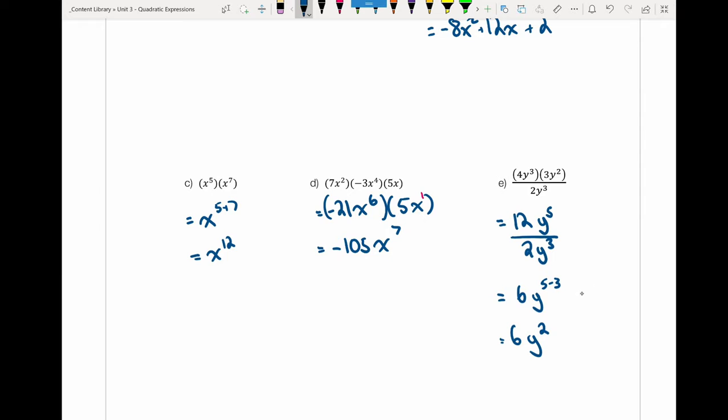You don't need to show this step here. I'm just showing you how we got to the final answer, 6 times y to the power of 2. Because of our quotient rule, we subtracted our exponents on the y.